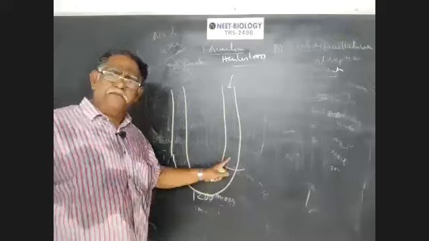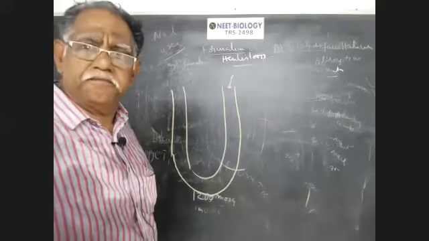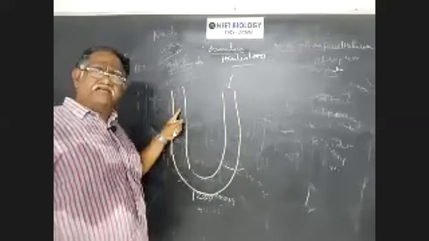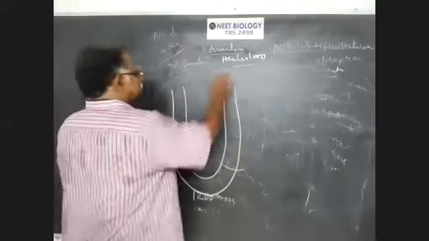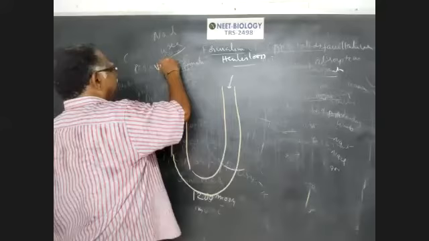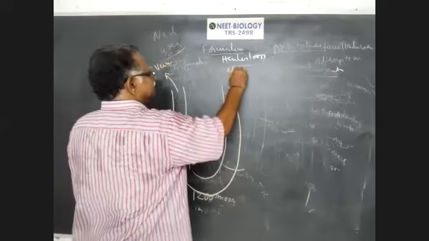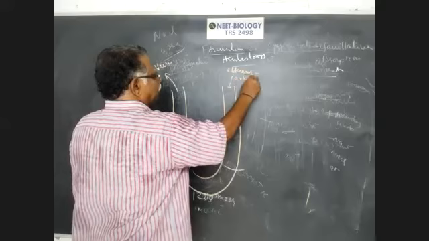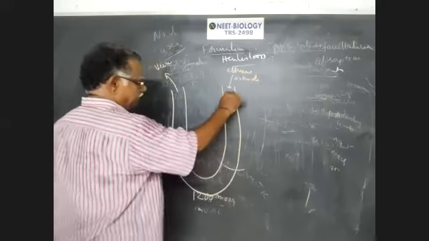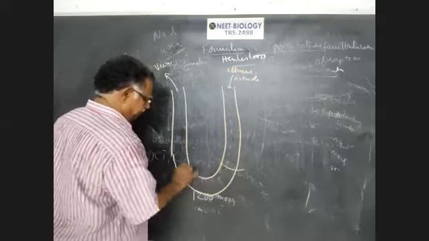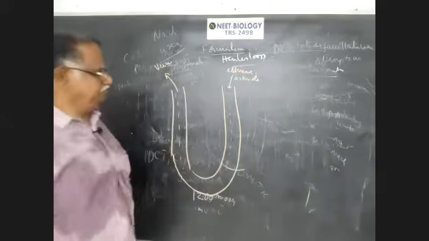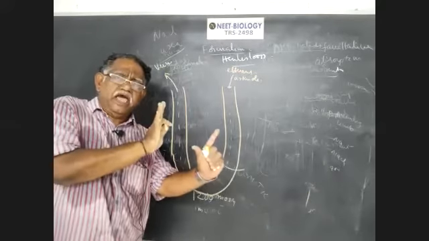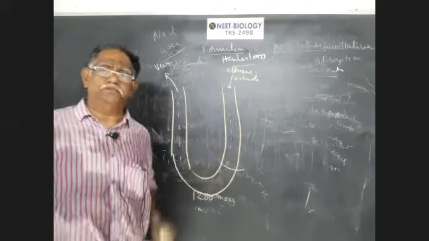This is the descending limb blood vessel of the vasa recta, and this is the ascending blood vessel of the vasa recta. So it goes to the vein. This is the efferent arteriole branch. Blood passes here in this way and passes out. The vasa recta is closely associated with Henle's loop.